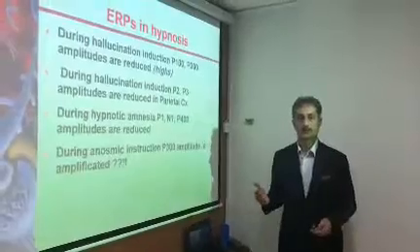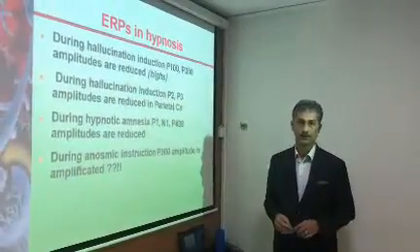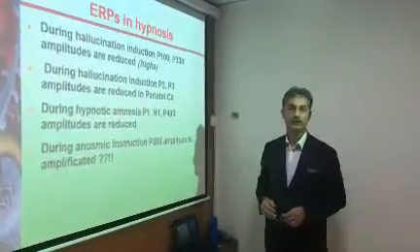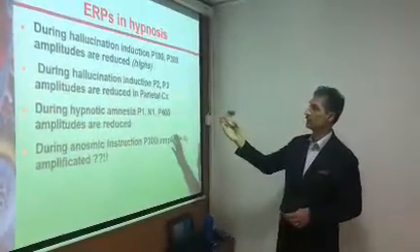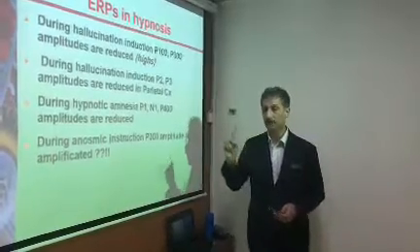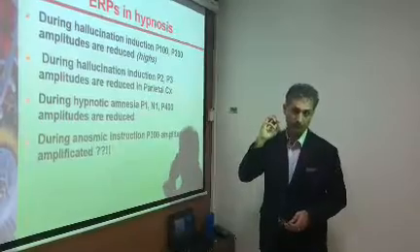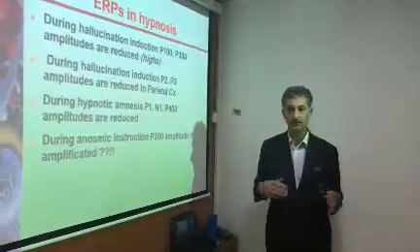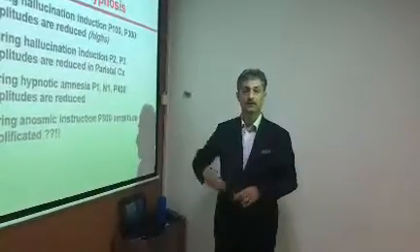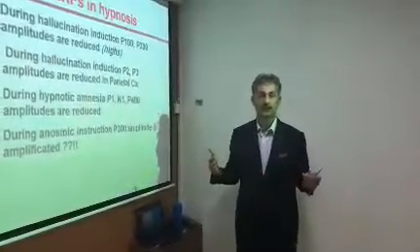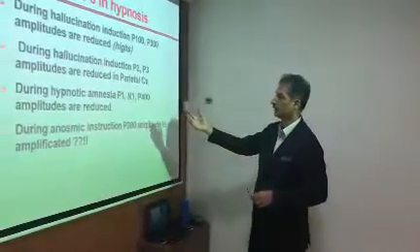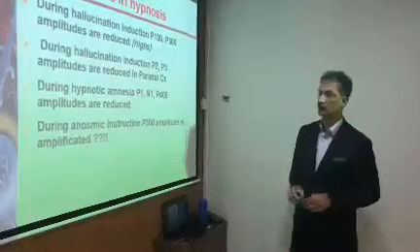Another change happens in event-related potentials. For example, during hallucination induction, P100 or P300 would be reduced. And during hallucination induction, P2 and P3 amplitudes would be reduced in the parietal cortex, but not, for example, in the occipital cortex. When you are inducing auditory memories or auditory imaginations, this phenomenon would change, with many changes in the parietal or temporal cortex. During hypnotic amnesia, P1, N1, and P400 amplitudes would be reduced.